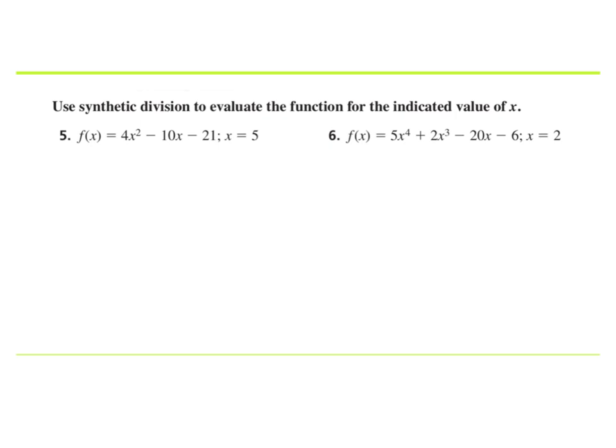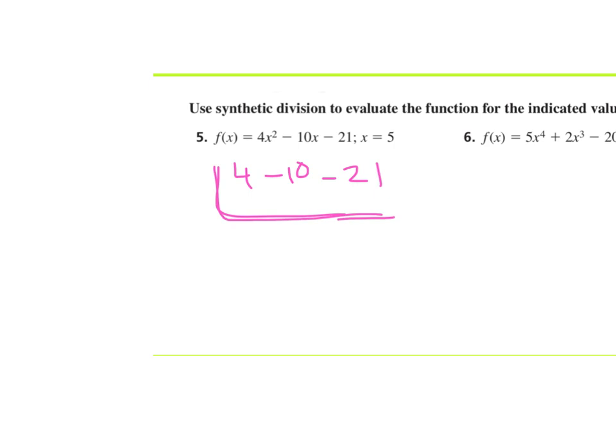All right, what goes into the box for number 5? 4, -10, -21. Perfect. What goes outside the box? 5. Remember, when it's just x is equal to, we do not change the sign. So just 5 goes outside.